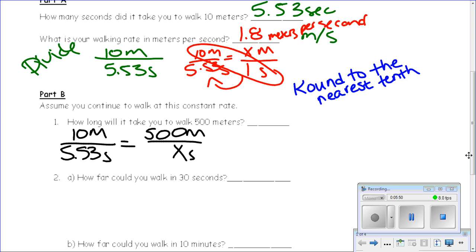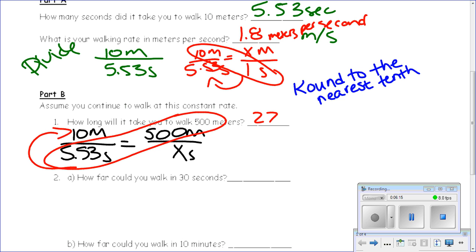Exactly. So, you cross multiply. I'm crossing it and multiplying it. So like Maria said, we multiply 500 meters times 5.53 seconds. And then we're going to take that answer and divide it by our 10 meters. Which in that case, Elena? 276.5. Thank you. So, in that answer, 276.5.